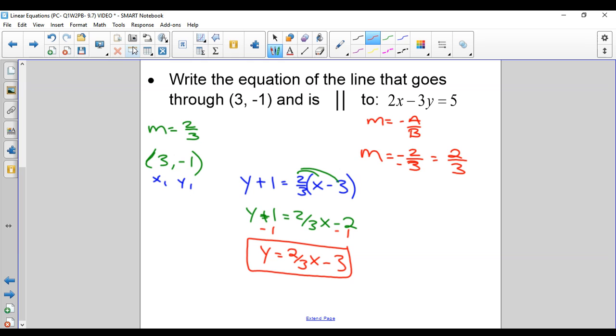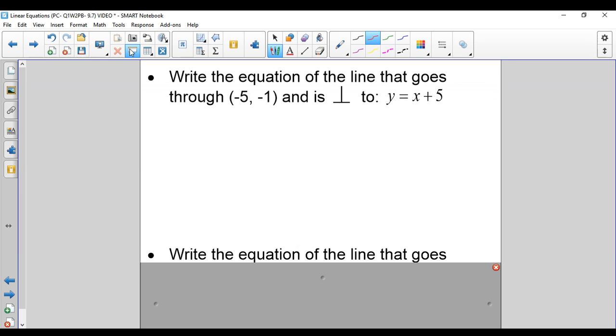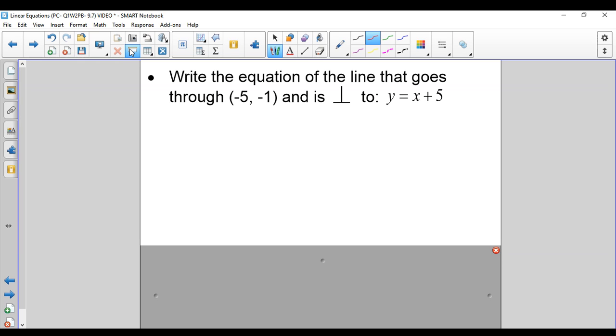Next two and last two, we're dealing with perpendicular lines. Same wording, just changing the symbol. We're writing the equation of the line that goes through the point (-5, -1) and that is perpendicular to y equals x plus 5. Now, the slope of this line is just 1.